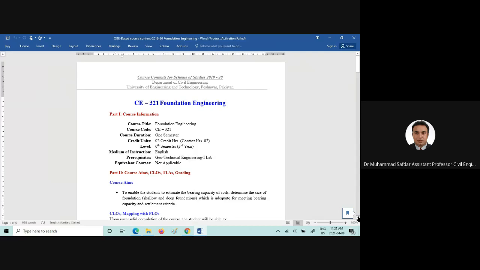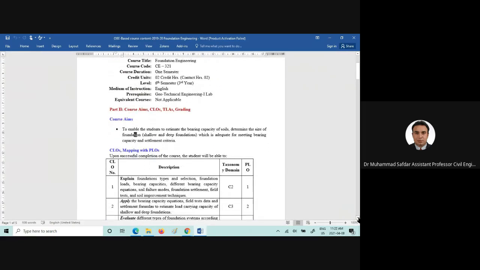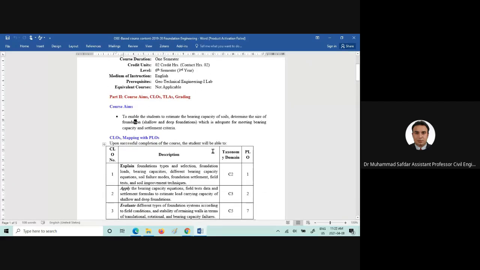Now, in foundation engineering, our main focus will be to enable the students to estimate the bearing capacity of soils, how we can determine the bearing capacity of the soils, which is important for the foundation design. We will determine the size of the foundations, and we will discuss what are shallow foundations and what are deep foundations in our introductory lecture. So these are the course outlines only.